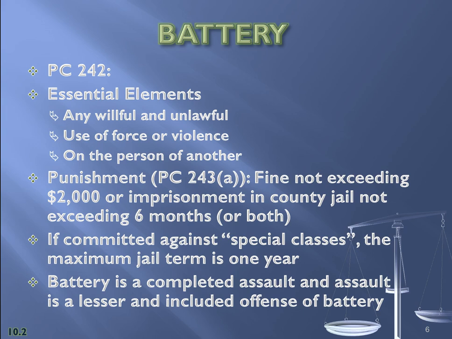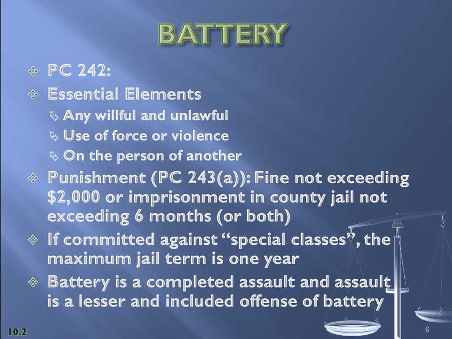Now, yes, I know it sounds like a bunch of legalese, but hang with me. So what are the essential elements for battery? Any willful and unlawful use of force or violence on the person of another. And we're going to go back in a minute and look, because remember, we need to know what willful and unlawful means. And what does force or violence mean? And we'll go back and take a look at that, but let's finish up right here.